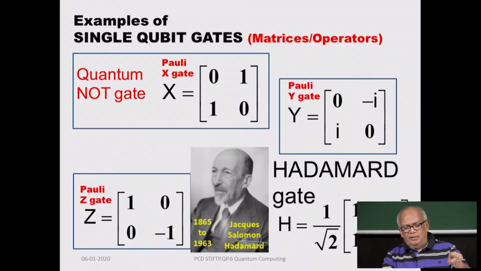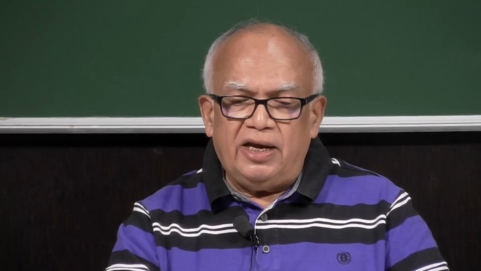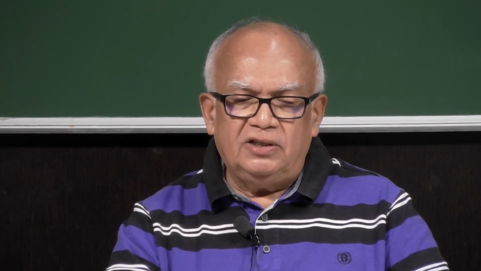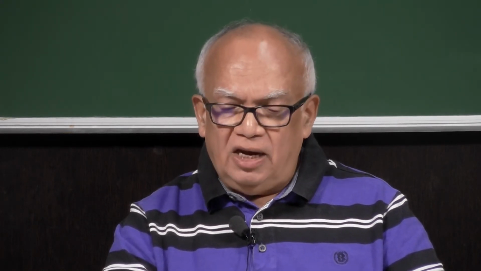Okay. There is another gate which is very well known and very widely used, which is called the Hadamard Gate. It is named after the French mathematician Hadamard, and this is also a 2 by 2 unitary matrix, which is 1 1 1 minus 1, scaled by 1 over root 2.